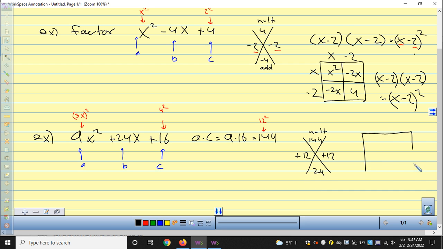So now we set up our box. And we have 9x squared and 16. And our factors here, 12x, 12x. Now we pull out our greatest common factors. The biggest number that goes into both 12 and 16.